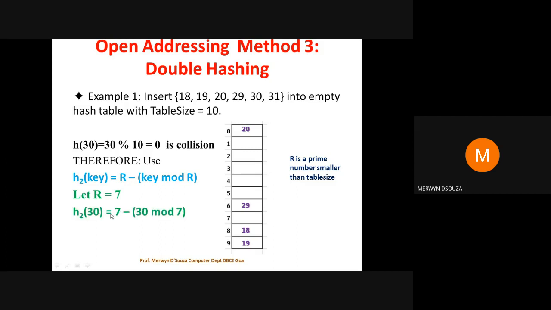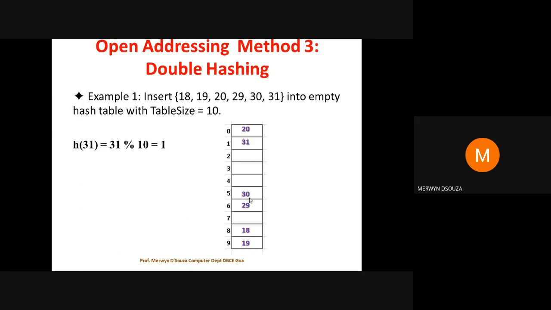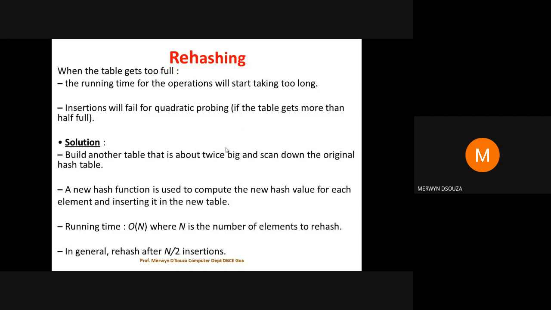So apply this: 7 minus 30 mod 7. 30 mod 7 remainder is 2. So you get 7 minus 2, value is 5. So 30 will be inserted at index 5. Similarly 31 mod 10, there is no collision. So 31 is directly inserted at index 1. This is how double hashing works.